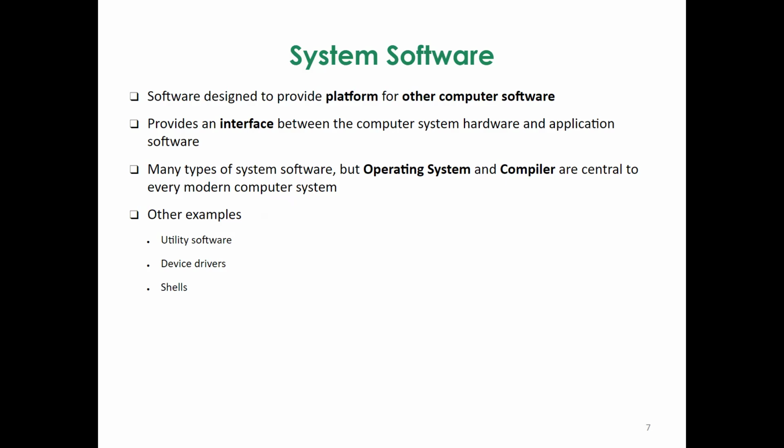To run WhatsApp, you need an environment for WhatsApp to run on, because WhatsApp cannot directly run on top of your phone, right? Hardware. Okay, you need an environment. Like your operating system, which runs on your phone, Android. Okay, so then Android becomes a system software, because it's software which is designed to provide a platform environment for other applications to work. So it's a gateway, okay, an interface between the computer system hardware and your application software.